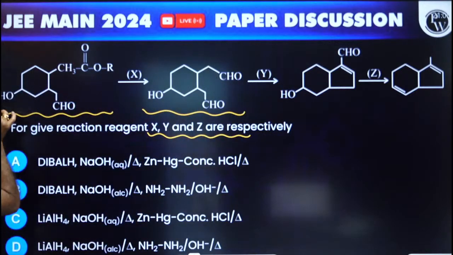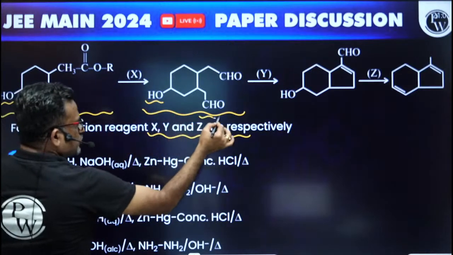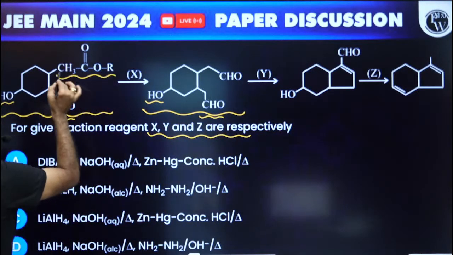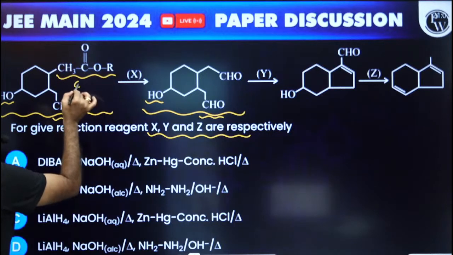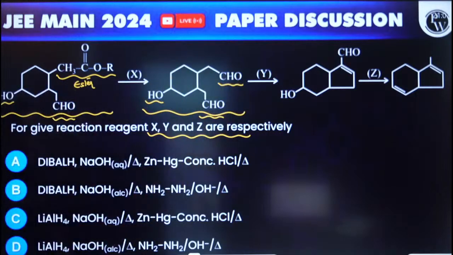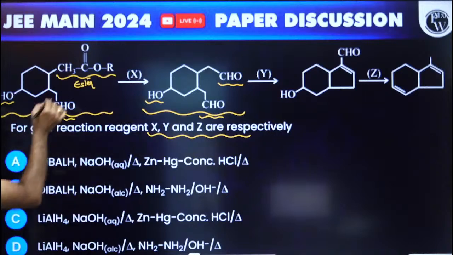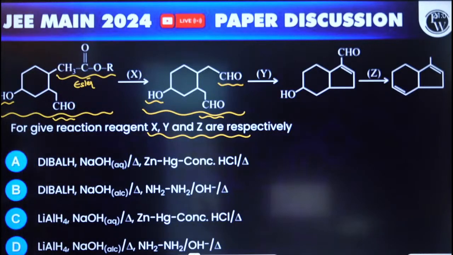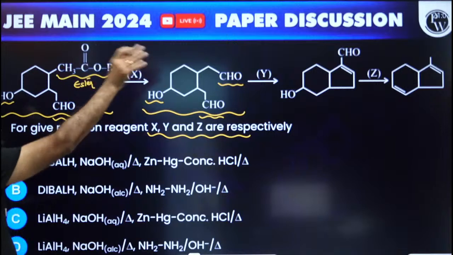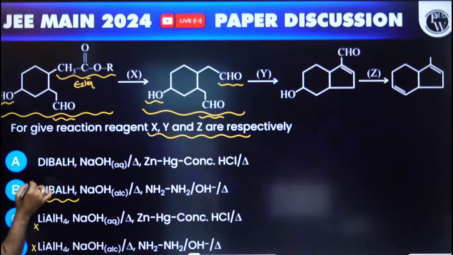What is the change? OH is there, OH is there, CHO is there, CHO is there, ester RCOOR is there. Ester is converted to aldehyde, only up to aldehyde, not further. Ester is reduced to aldehyde by which one? Not lithium aluminum hydride, but by diisobutyl aluminum hydride.